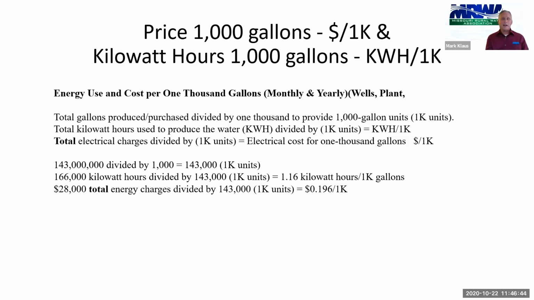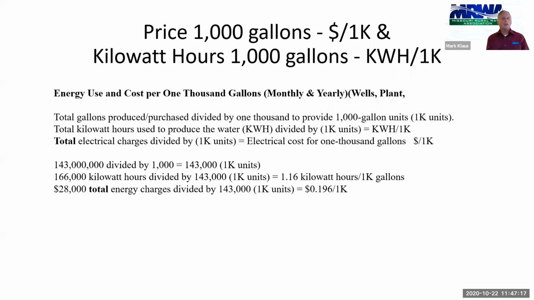We use our total gallons produced, purchased, treated, and we divide it by 1,000 to get 1,000 gallon units. And we're going to call those 1K units. We take our total kilowatt hours, whether it's a month or a year, used to produce that water, and we take our kilowatt hours divided by the 1,000 gallon units to give us our kilowatt hours per 1,000 gallons.